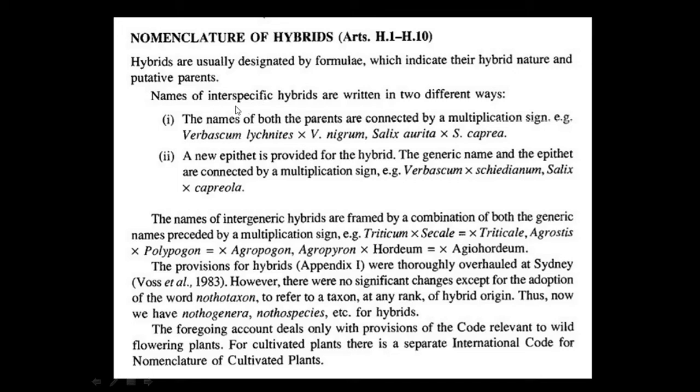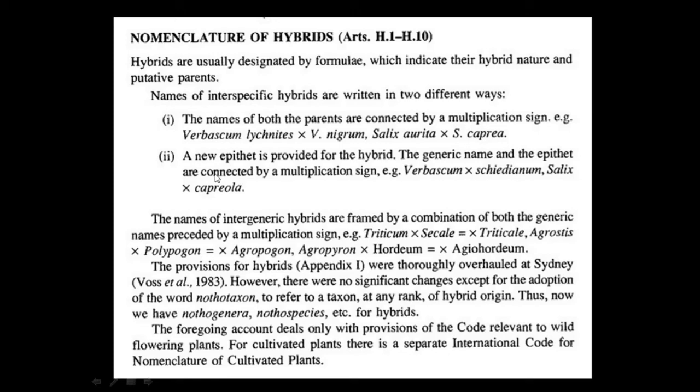And the names of interspecific hybrids are written in two ways. In the first way, the names of both of the parents are connected by a multiplication sign. For example, Verbascum lychnitis × Verbascum nigrum. So this indicates that the species is a hybrid between these two species. Salix aurita × Salix caprea.